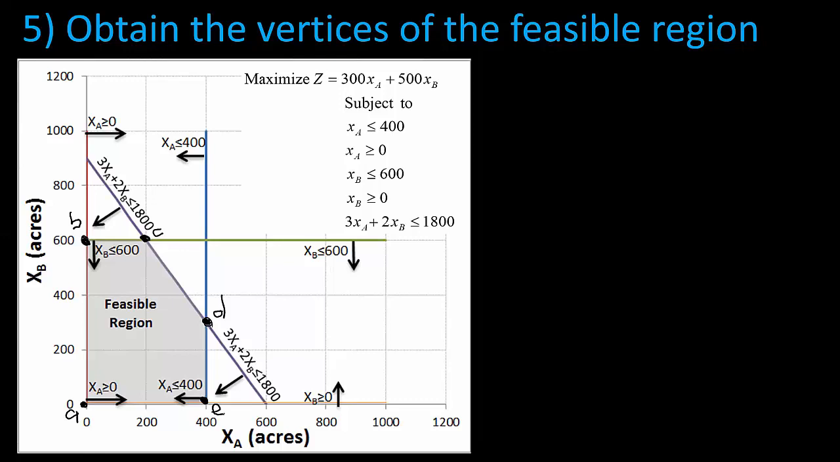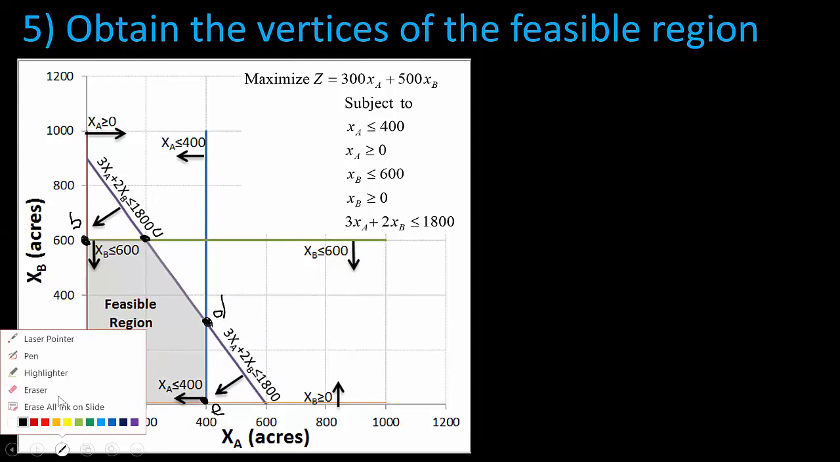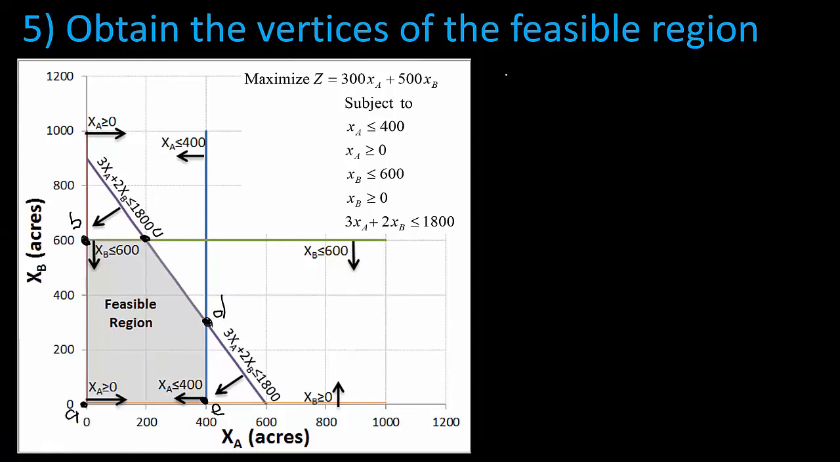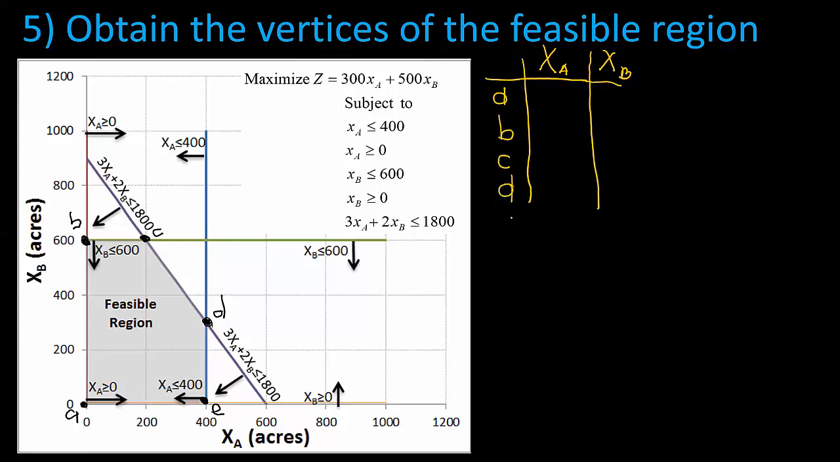Okay, so let me draw a line here. We want to get the coordinates for these points. One column will be the x values, xa, and the other xb, for A, B, C, D, and E. Now this doesn't look like an A, but it's trying to be an A. So what are the coordinates of A? Here, 0, 0.